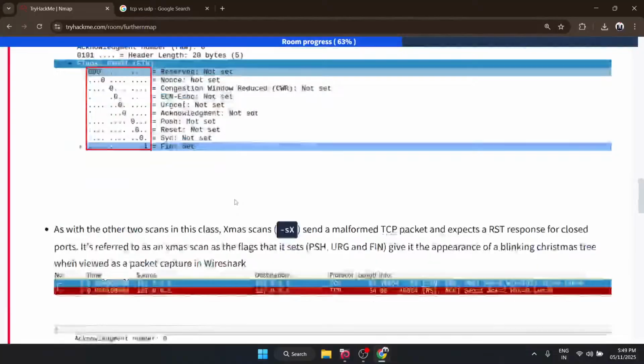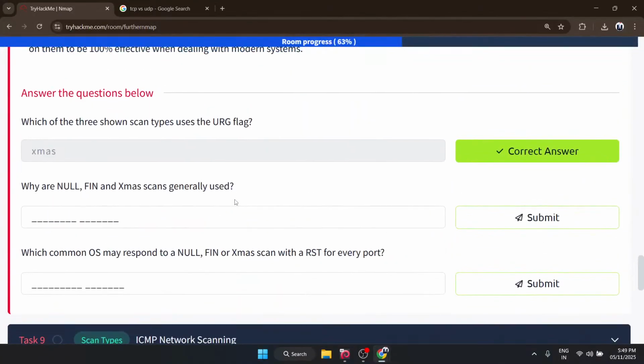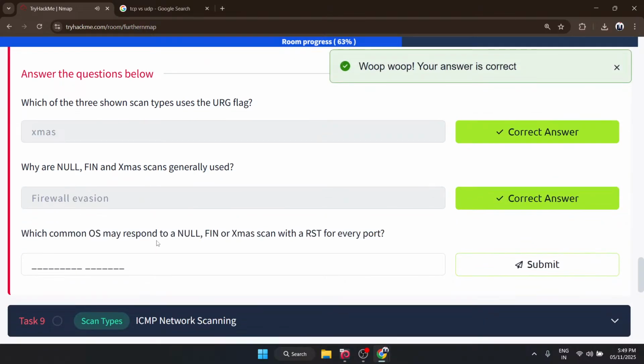This is a task. They are usually used for firewall evasion, okay? Firewall evasion. And which common operating system may respond to a null, FIN, or Xmas scan with a reset for every port? Windows systems usually respond.